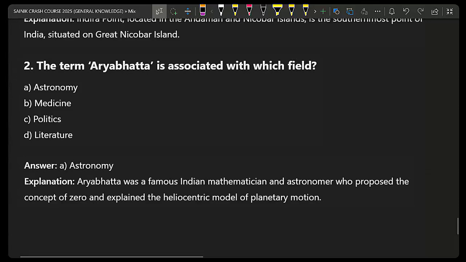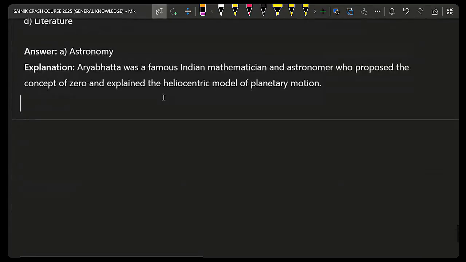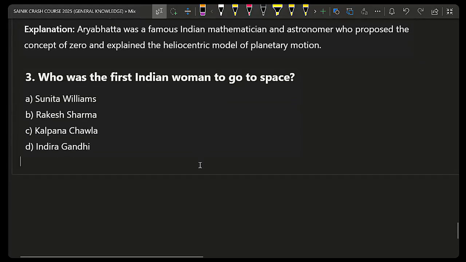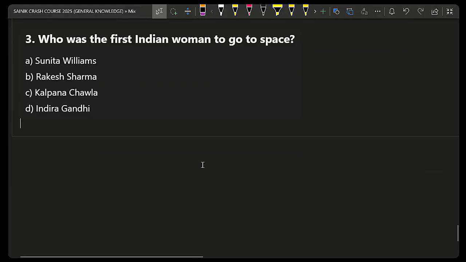Simple question. Everybody must know this. Who was the first Indian to go to space? Option A, Sunita Williams. Option B, Rakesh Sharma. Option C, Kalpana Chawla. And option D, Indira Gandhi. Poll started.